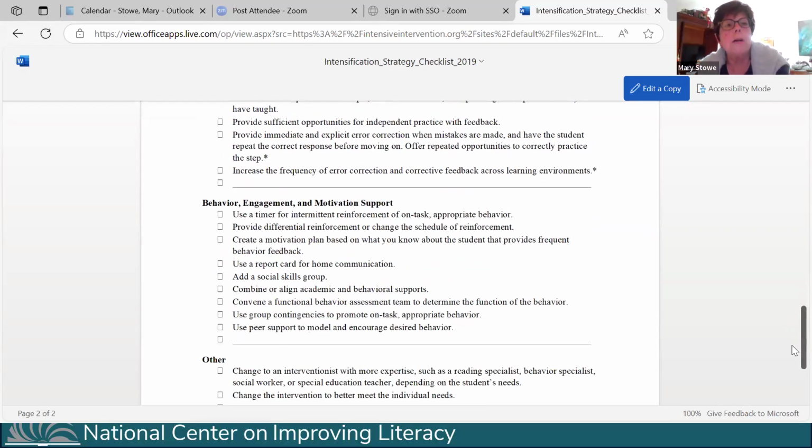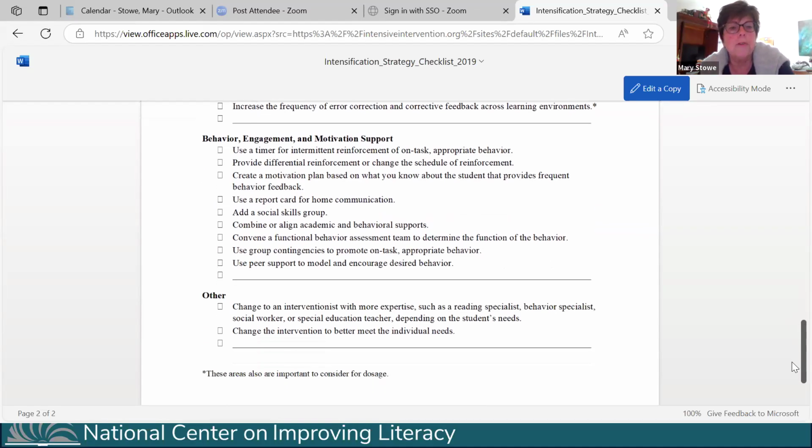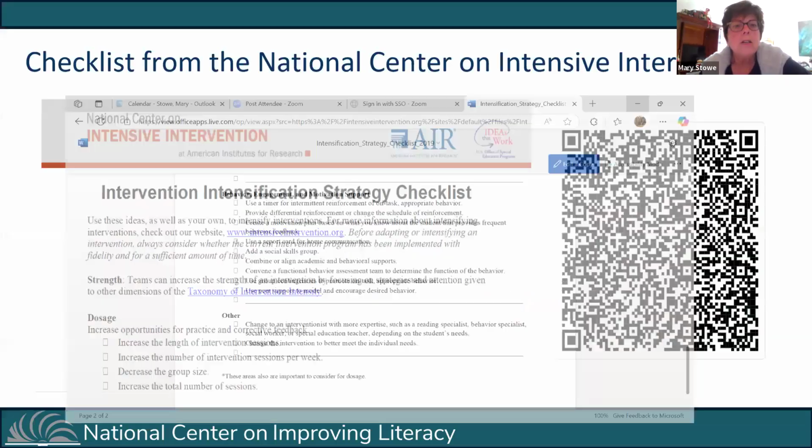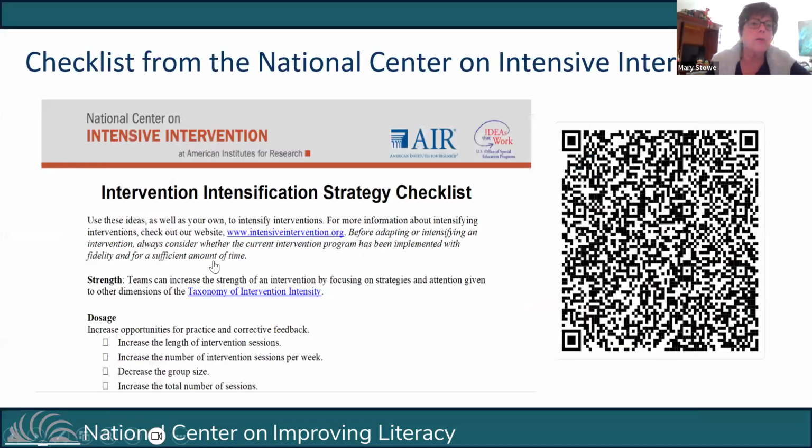Then we need to think about behavior, engagement, and motivation support throughout this more intense intervention that we're providing for students. And then there's some other considerations as well. So the checklist can be very helpful for you to think about the instructional design that you might use and the instructional delivery. So let's go back to the PowerPoint, if you will, with me.